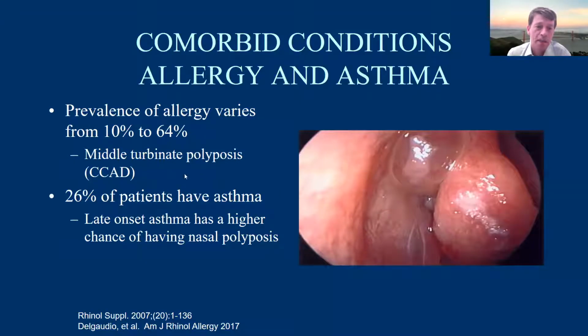Whereas many of our patients who have more severe inflammatory disease have comorbid asthma. The prevalence varies, but in general, it's about 26% of patients. Patients with more severe polyps are more likely to have asthma. And interestingly, late onset asthma has a higher chance of having nasal polyposis. Also of interest, these patients oftentimes do not have significant atopic disease. Their allergy testing is oftentimes normal.